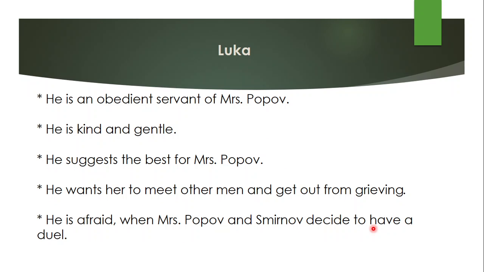Go to the next one. Luka, the servant in the house of Mrs. Popov. Luka also has seen her husband Nikolai, his character and his behavior. This Luka is the first man who appears on the stage when the play begins. He is an obedient servant of Mrs. Popov. That's why he advises her to live a normal life: don't continue the mourning, and stop wearing black dresses. Go outside, meet neighbors, meet others, have a wonderful life because you are too young.